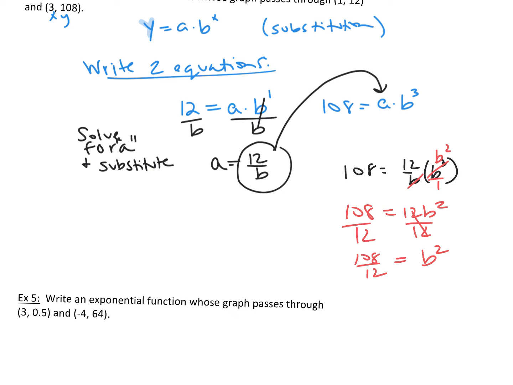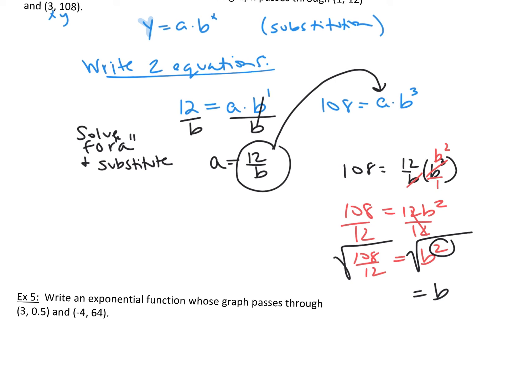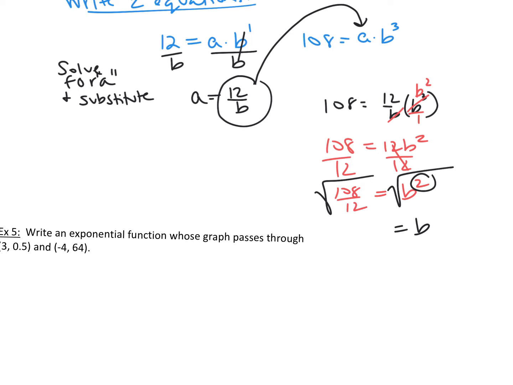And now, whatever this exponent is over here, if it's b to the second, I'm going to take the square root to isolate b. So I have b equals, and I'm going to put in my calculator the square root of 108 divided by 12. When you put it in your calculator, make sure you're using parentheses. You should have 3 for your answer. So you should be putting in the square root of, and then it's 108 divided by 12, like that.